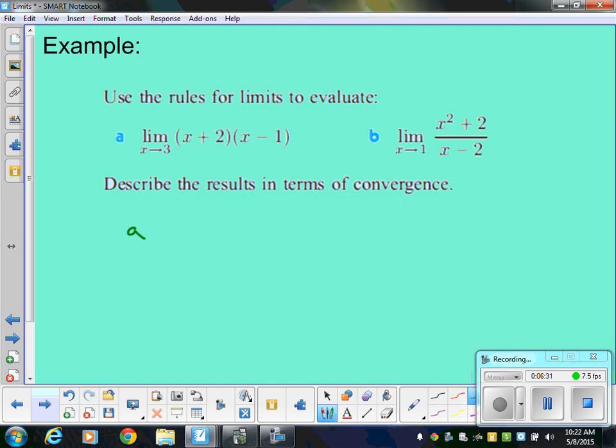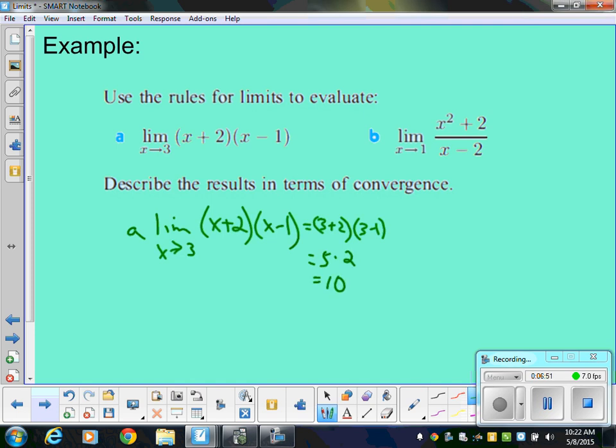So for a, it's simply the limit as x approaches 3 of x plus 2 and x minus 1. I simply plug the 3 in. So that's 3 plus 2 times 3 minus 1. So that's 5 times 2, which is 10. So it has a limit of 10.